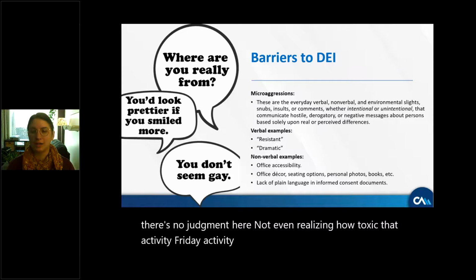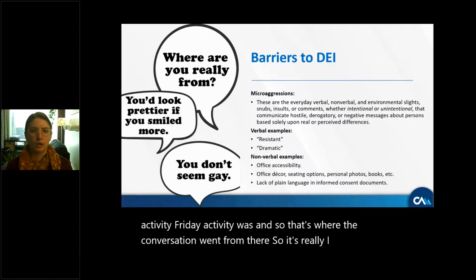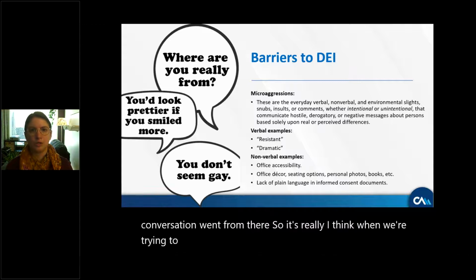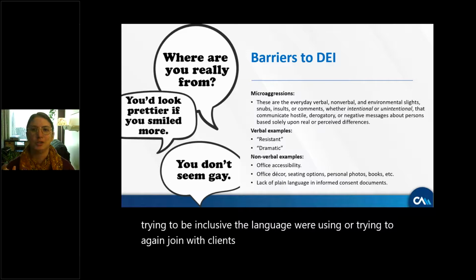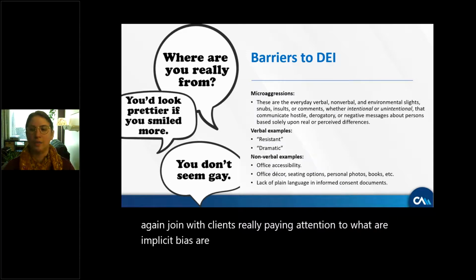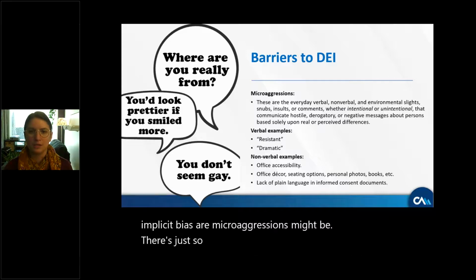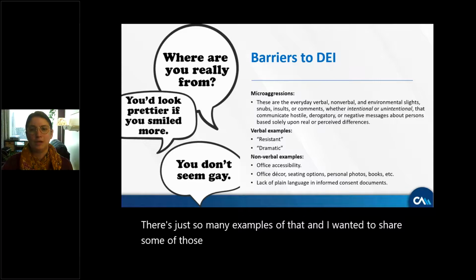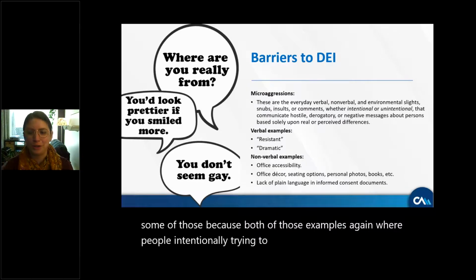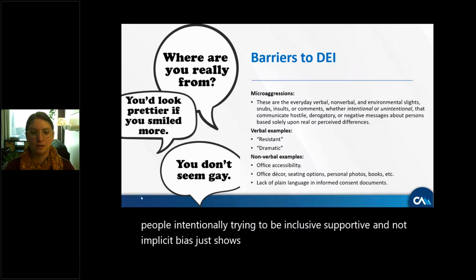And so that's where the conversation went from there. So it's really, I think, when we are trying to be inclusive, in the language we're using, trying to, again, join with clients, it's really paying attention to what our implicit bias, our microaggressions might be. There are just so many examples of that. And I wanted to share some of those because both of those examples, again, were people intentionally trying to be inclusive, supportive, and that implicit bias just shows up and really is very toxic.